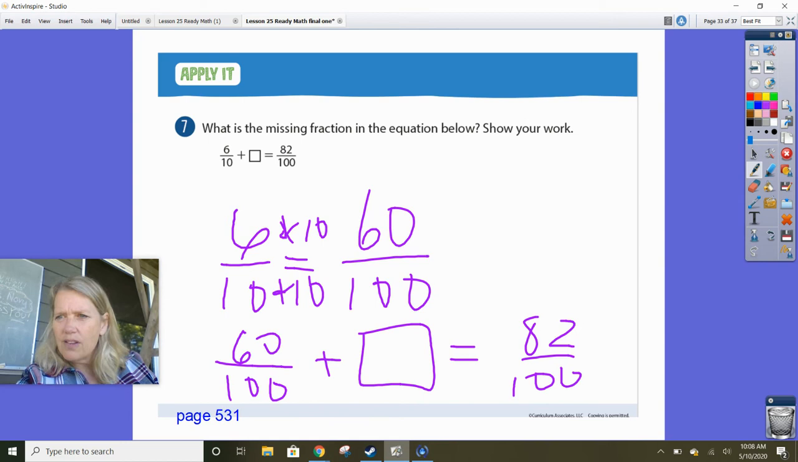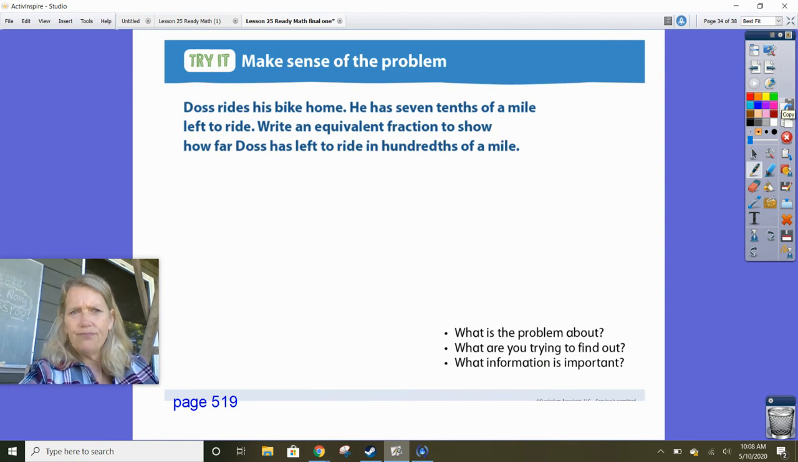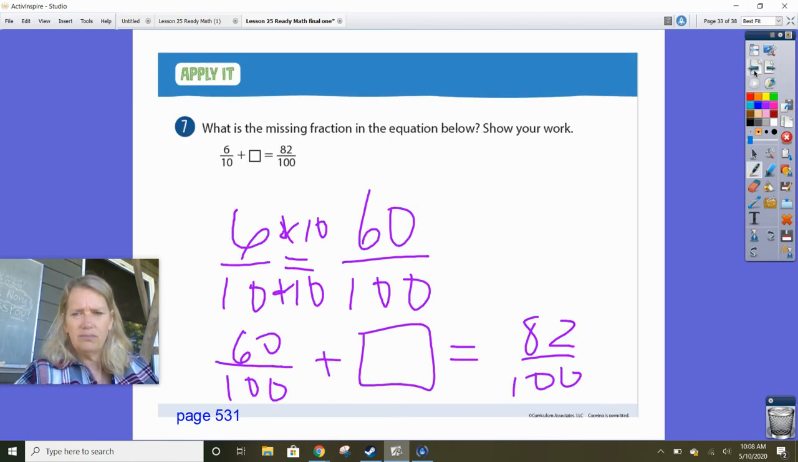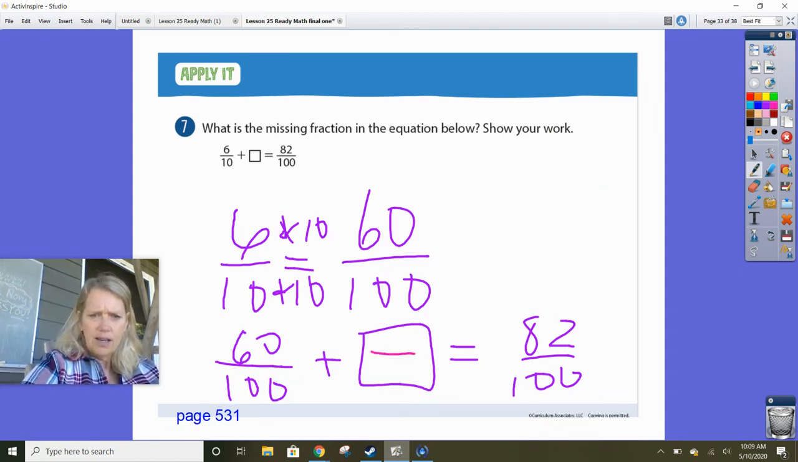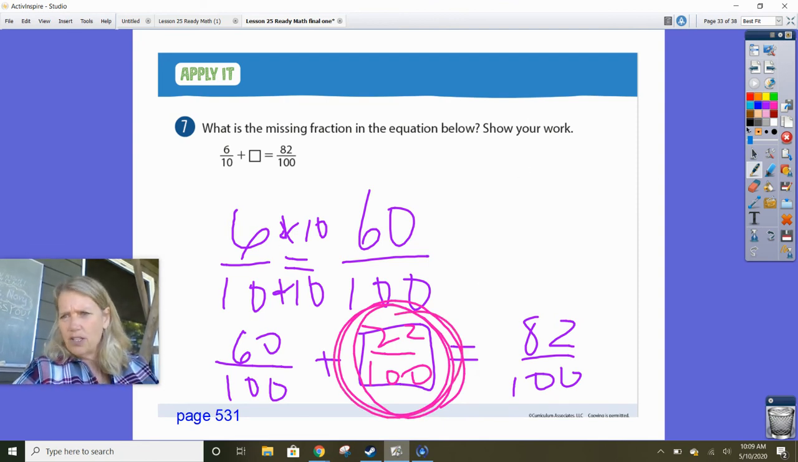Boom. This is a lovely answer. I think I see my favorite number coming in here. Let's do green. Oh dear. Let's go back. That looked odd. Okay. Yes, 60. How many hundredths do we need? 22 hundredths. Yay. Okay, next one.